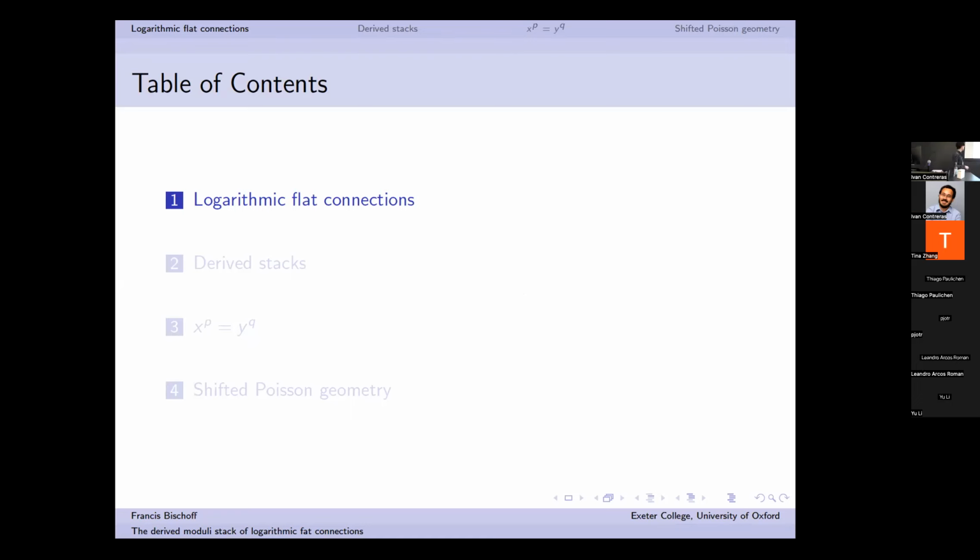Right. So the last 2 sections, one of them is just about a specific example that I understand better. And then at the end, I just want to indicate just a bit how I expect shifted Poisson geometry to enter into this.